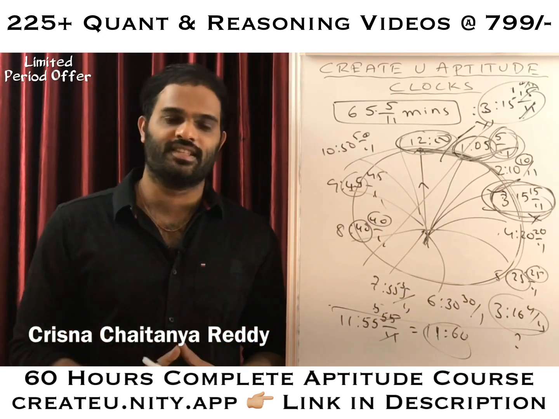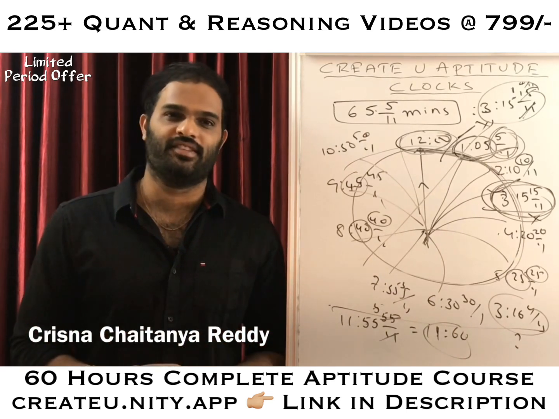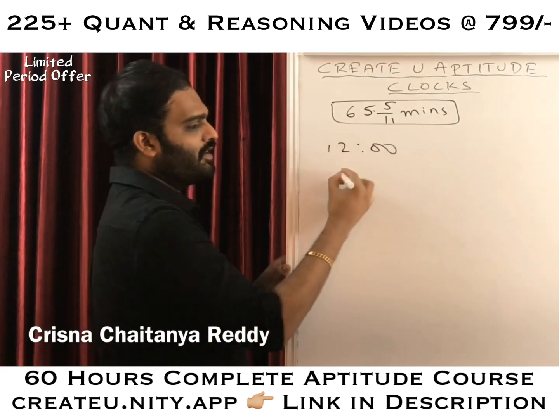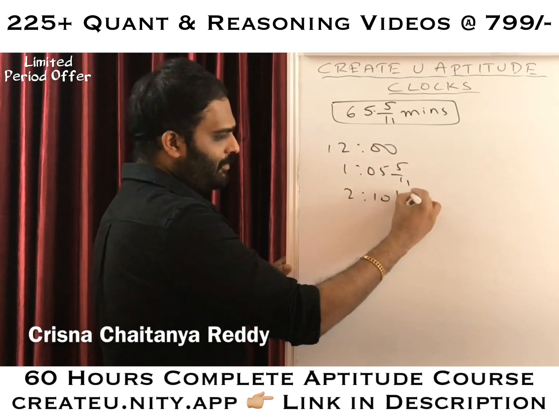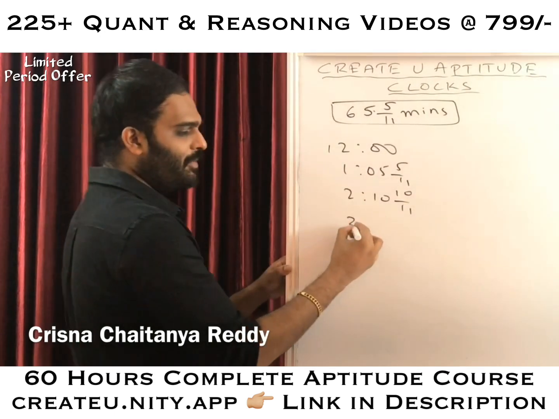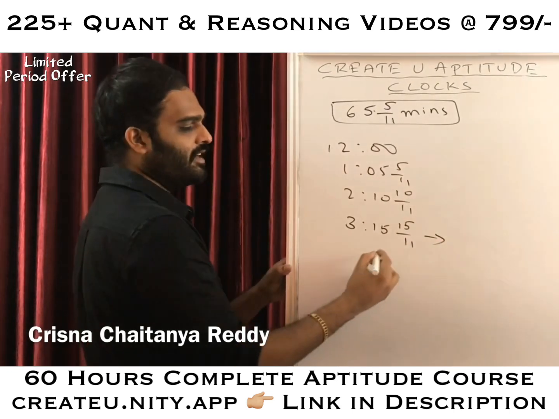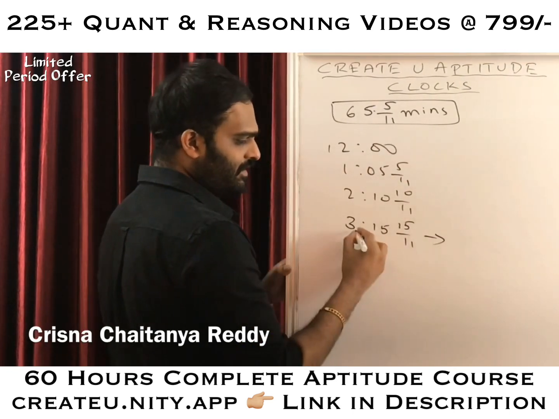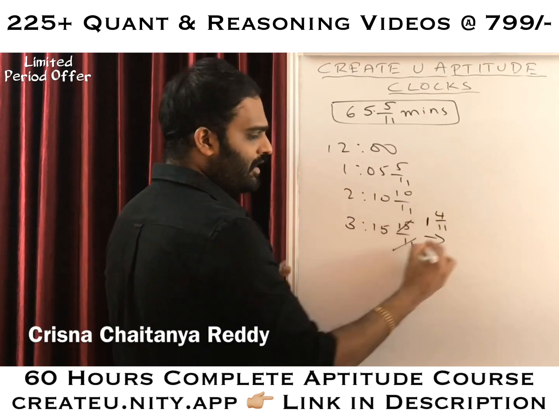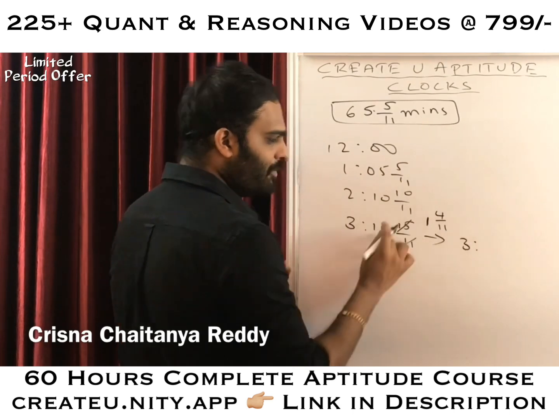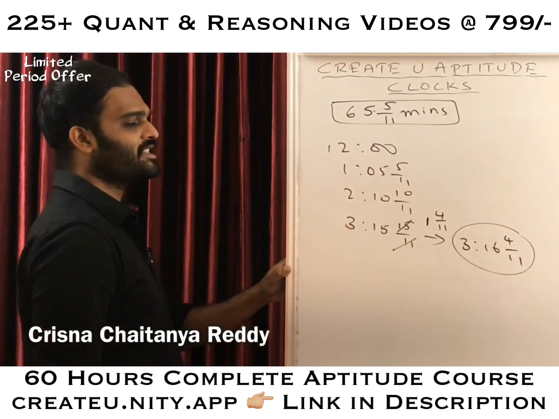Let us get back to the questions now and try to answer a couple of questions so that you'll understand it in detail. Please pay your attention. They meet at 12 o'clock. They meet at 1:05, 5/11. They meet at 2:10, 10/11. Till here, no problem. Then they meet at 3:15, 15/11. But you have to convert it and say 3:15, leave it as it is. Simplify and say 11 ones are 11. Then 4 remainder by 11. So it is equal to 3:15 plus 1, 3:16, 4/11. Your answer for that question is 3:16, 4/11.